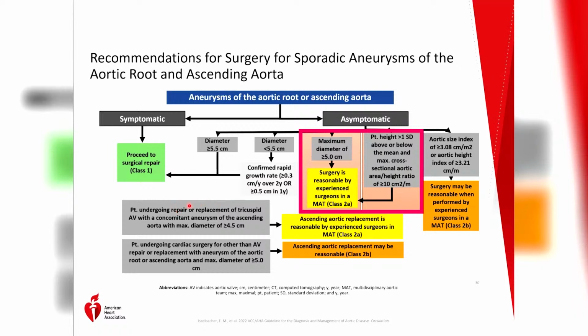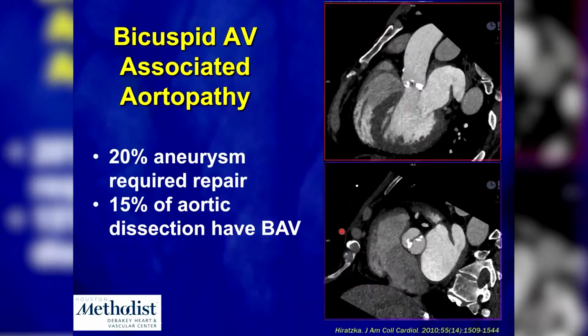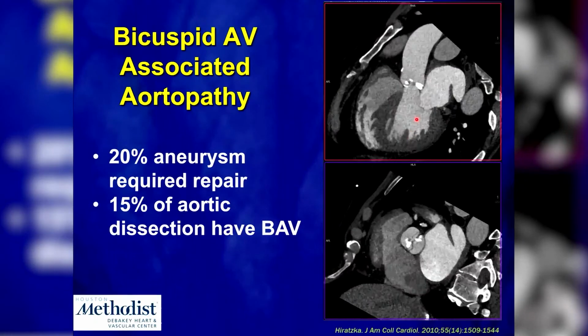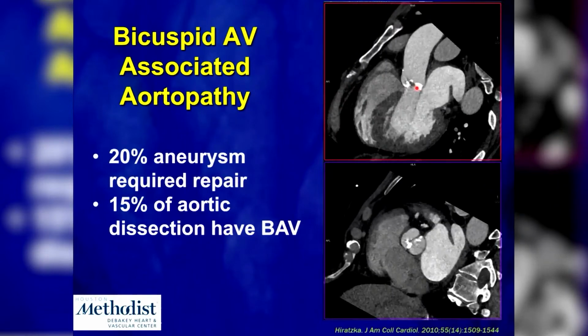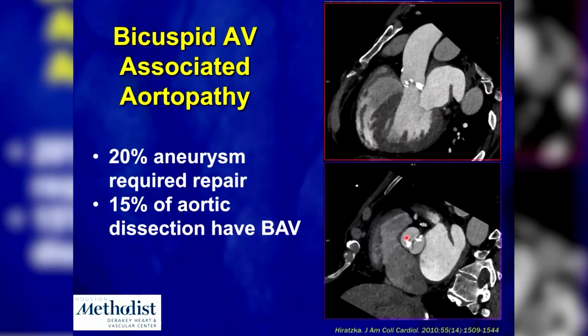If the patient is undergoing a repair or replacement of their tricuspid aortic valve and they have a concomitant aneurysm of more than 4.5 centimeter, then it's a class 2A to replace the ascending aorta. This is a sagittal view of a patient who has a heavily calcified aortic valve. We can see on this short axis view that this is a bicuspid aortic valve. This is going to be here Sievers class 0.